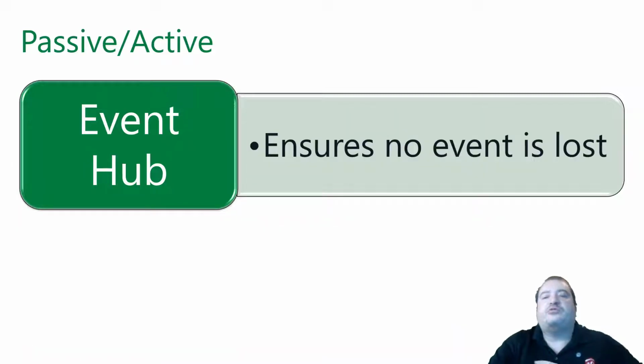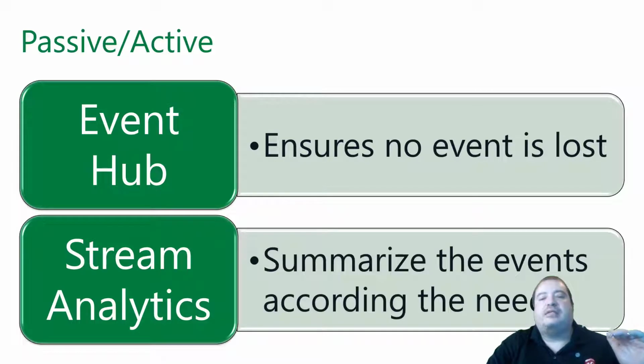Event Hub ensures no event is lost. This is the activity of Event Hub. Besides that, it's a passive tool. And the Stream Analytics summarizes the events according to the need. It can remove redundant rows, for example.